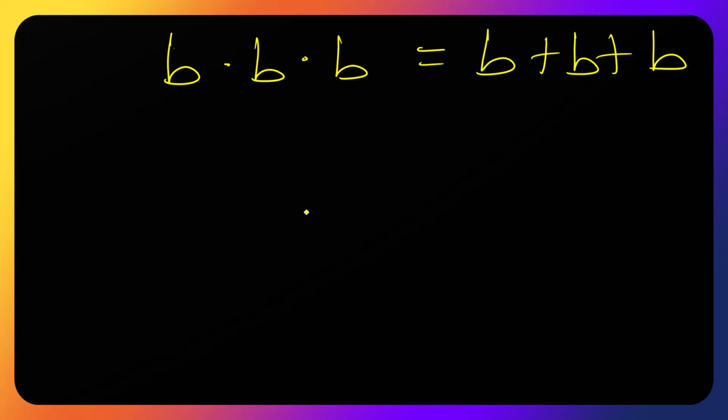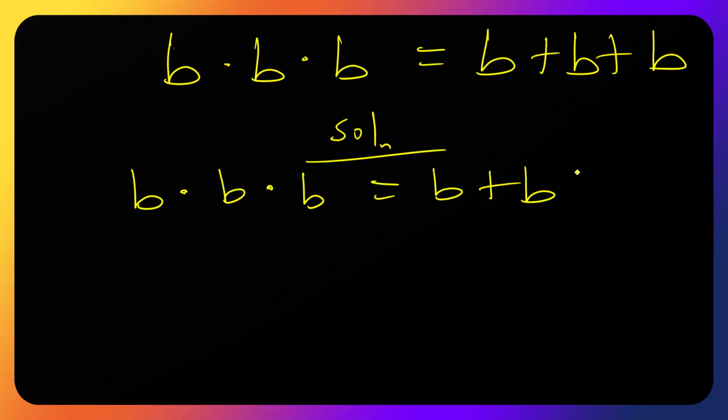All right, let's see how we can solve for this. So we are given b times b times b equals b plus b plus b. So b times b times b is b cube.